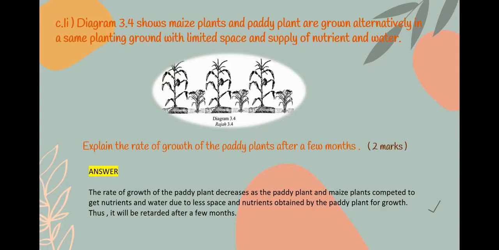The mark is 2. The answer is, the rate of growth of the paddy plant decreases as the paddy plant and maize plants compete to get nutrients and water due to less space and nutrients obtained by the paddy plant for growth. Thus, it will be retarded after a few months.